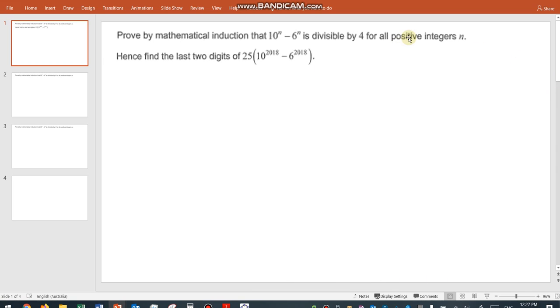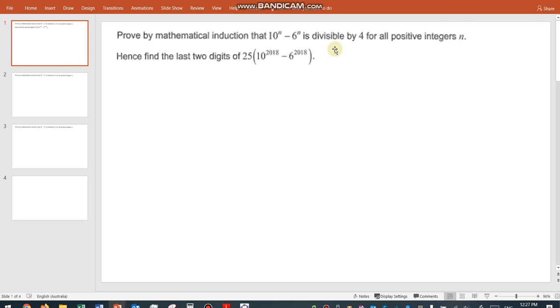Okay, we're recording. So what we're going to look at here is an induction problem from the 2018 exam. We're going to be looking at all the steps of induction to prove divisibility. So we have 10 to the n take 6 to the n, and we want to show that it's divisible by 4 for any value of n. And then we have a second part to the question.